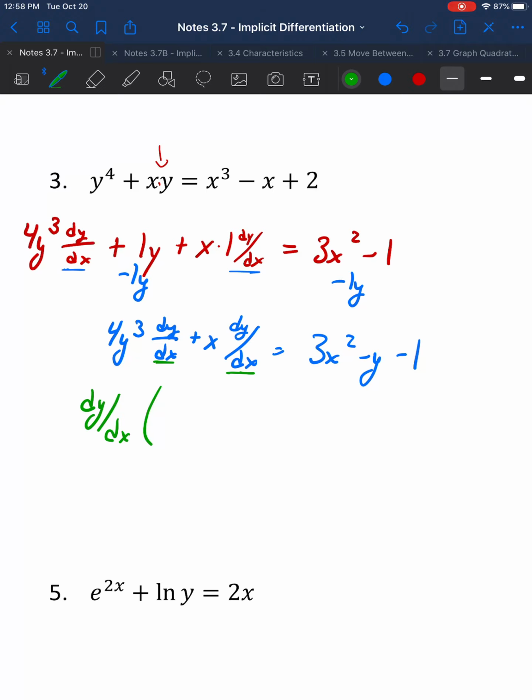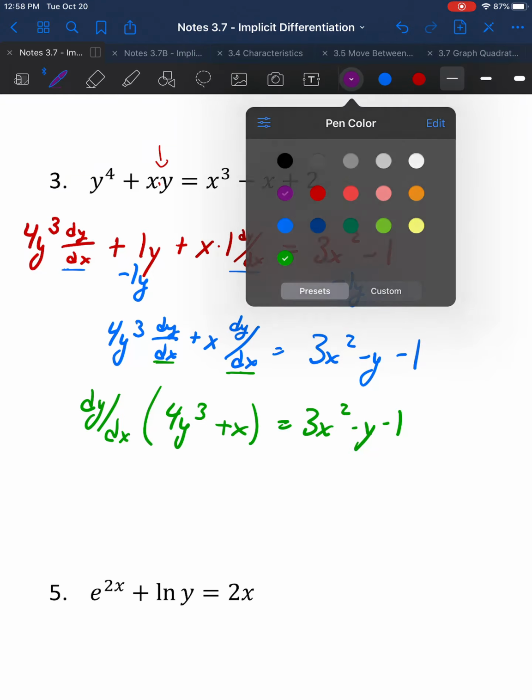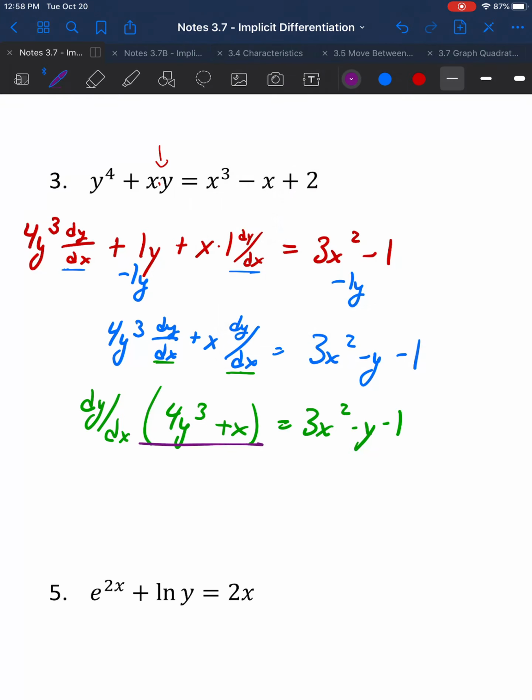I have a habit to write all my variables first. Could you put the minus y at the end? Sure. Now, here's where, once you see this done once, you'll be like, oh, that makes sense, not a big deal. I have dy dx in 2 terms. I have to factor it out. If I factor dy dx out, I'm left with 4y cubed plus x equals this.